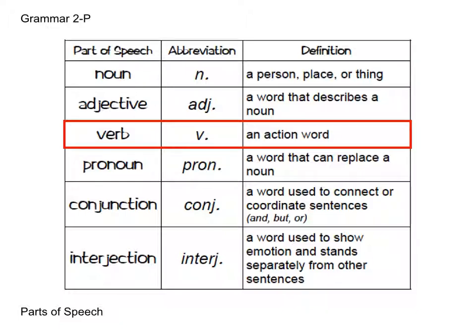A verb is an action word. Pronoun is a word that can replace a noun. Conjunction is a word used to connect or coordinate sentences, and your three options for that are and, but, and or. And then you have interjection, which is a word used to show emotion and stand separately from other sentences.